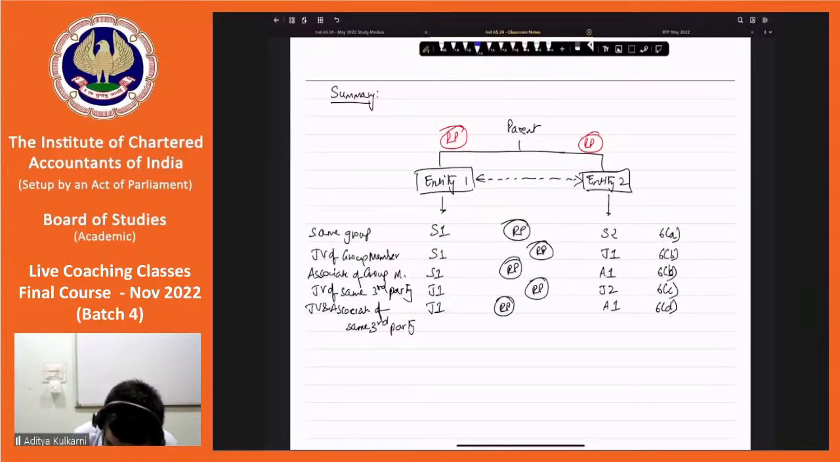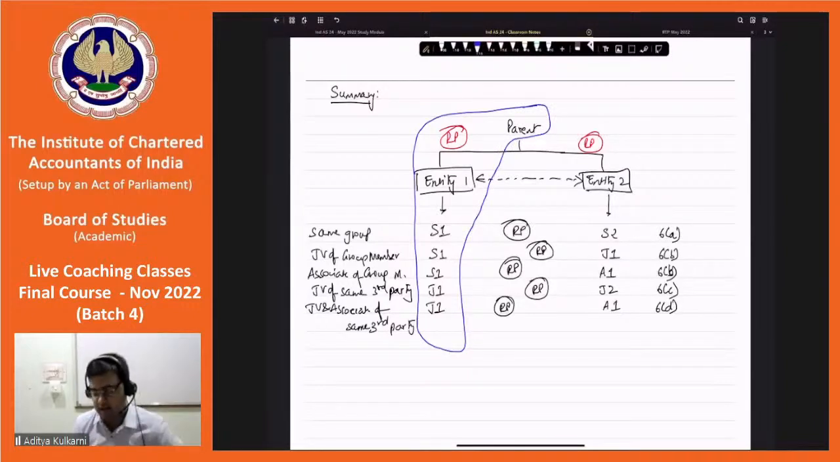Look at this transaction. Look at the left hand side of the transaction. It is parent with subsidiary or joint ventures. That means on one side, there is control or joint control.